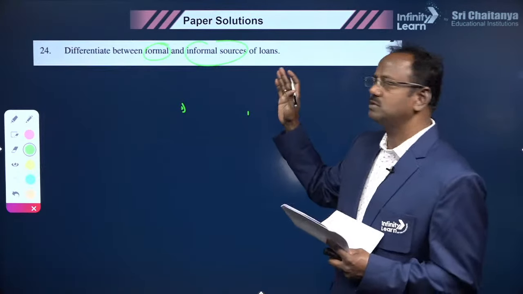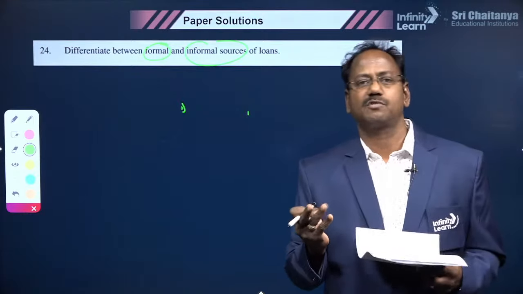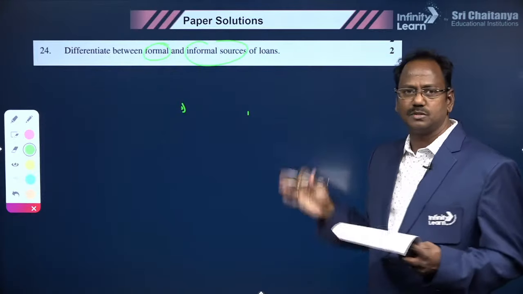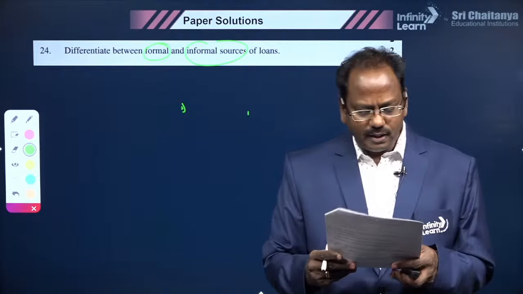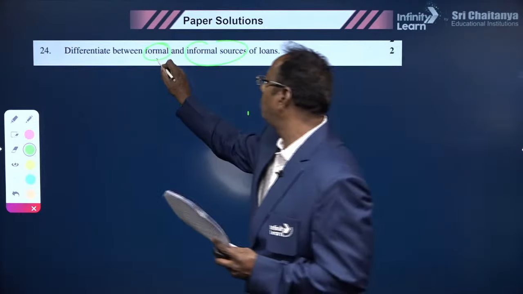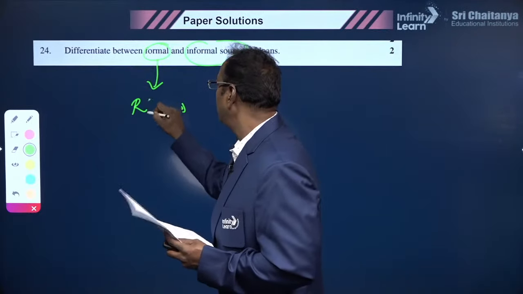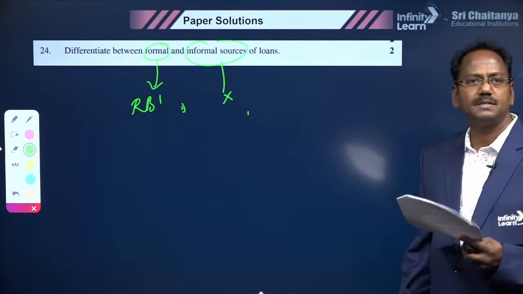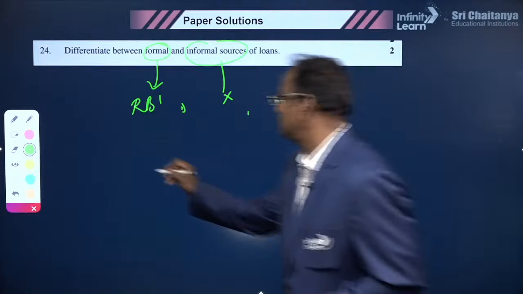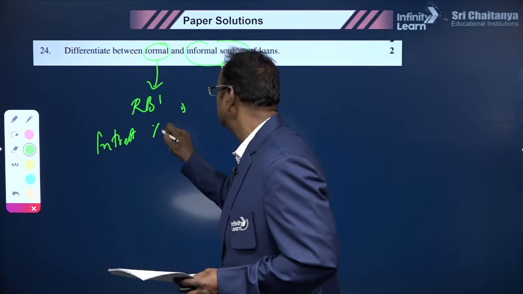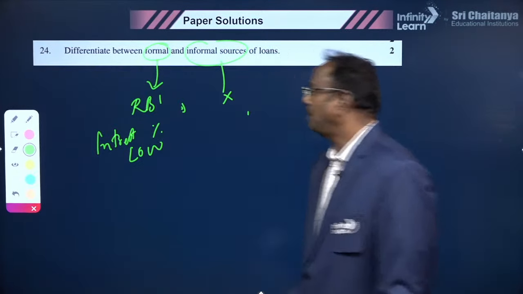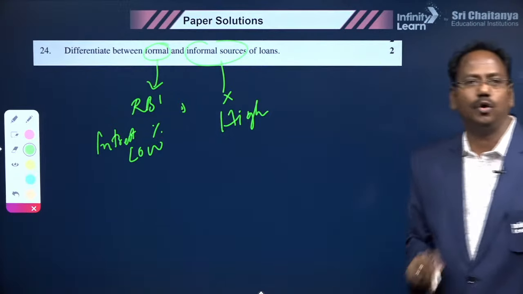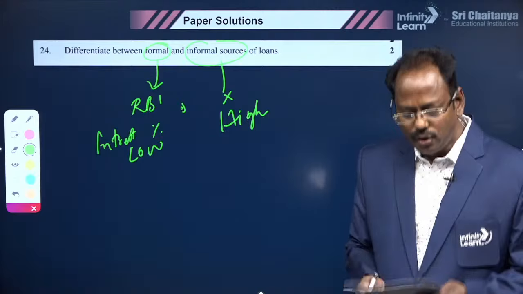Then coming to the informal sources of credit, we have money lenders, traders, merchants, relatives, and friends. So these all come under informal sources of credit. The formal sources are regulated under RBI, but the informal are not. Understand? And the next point is the rate of interest. The percentage is low in the formal sector, but the rate of interest in informal sources is very high. The landowners or money lenders collect a huge rate of interest.